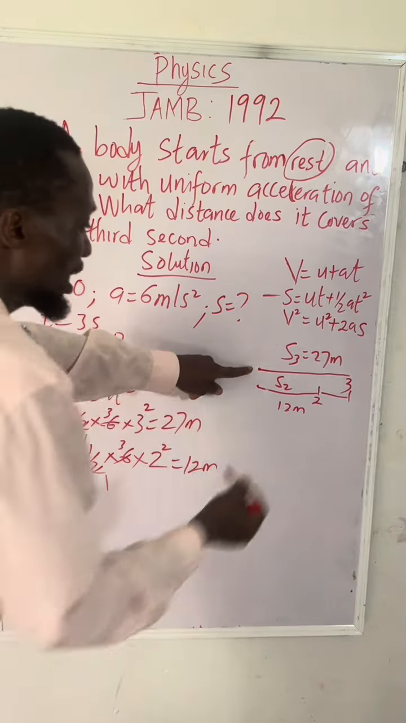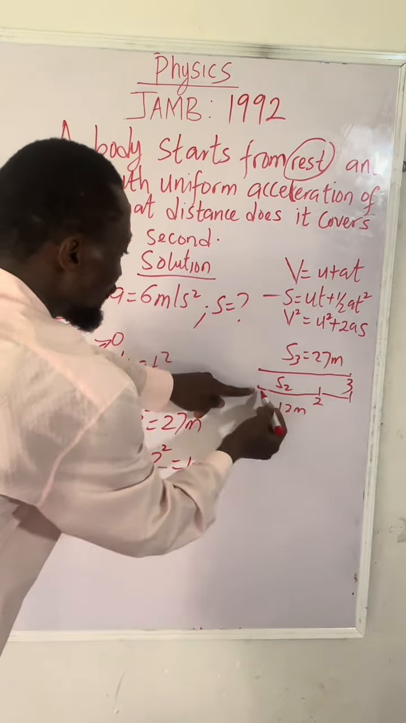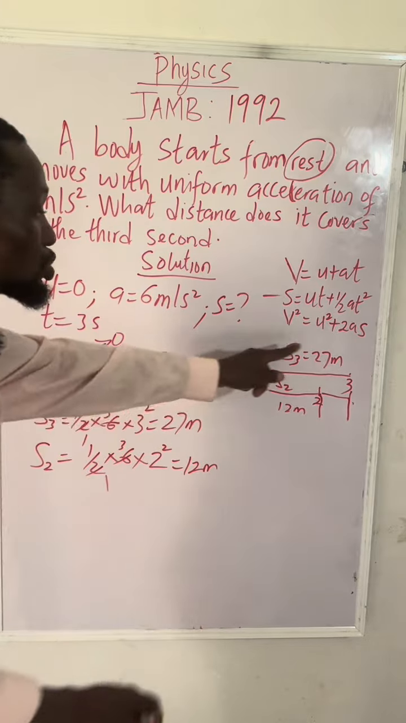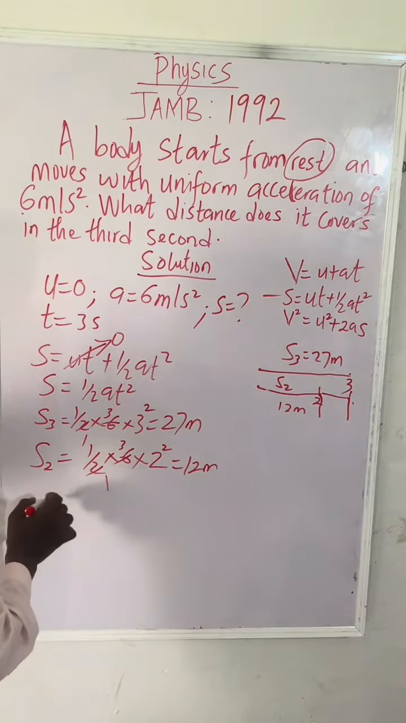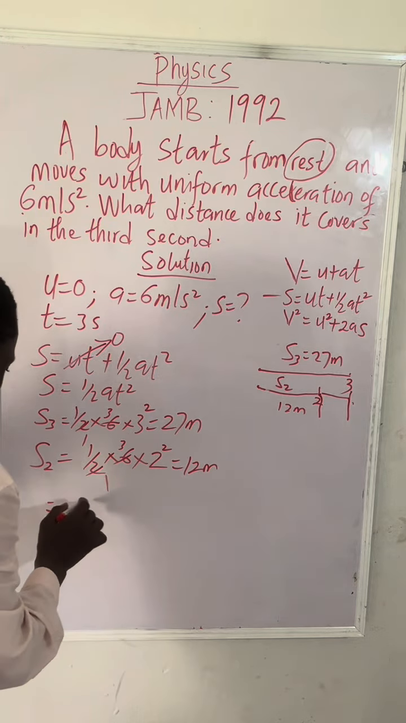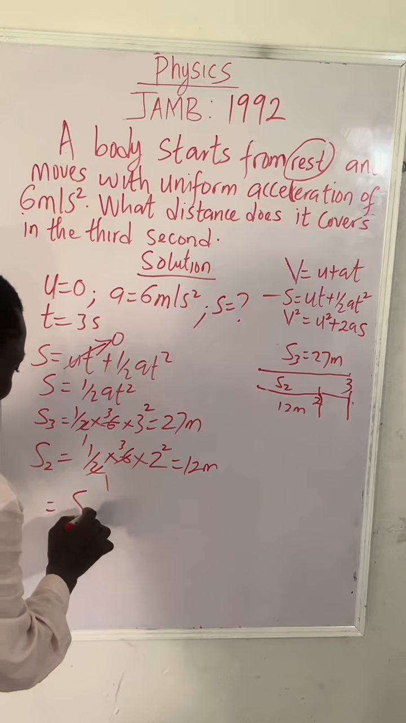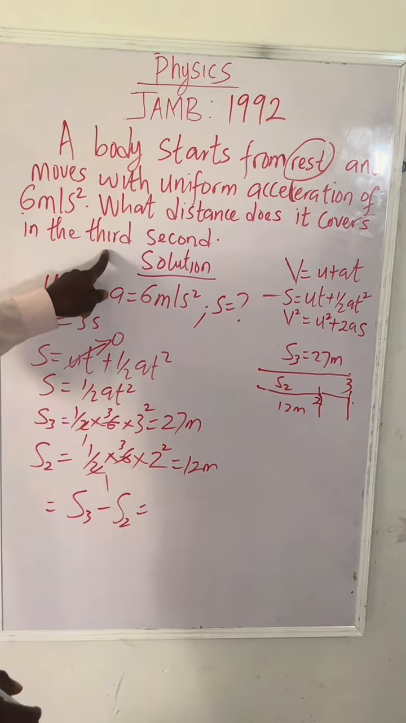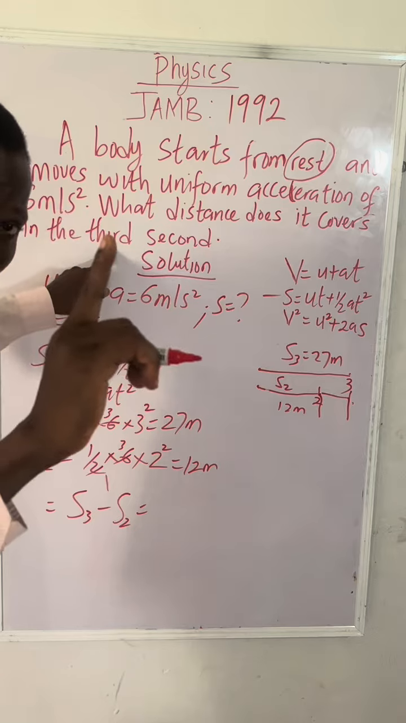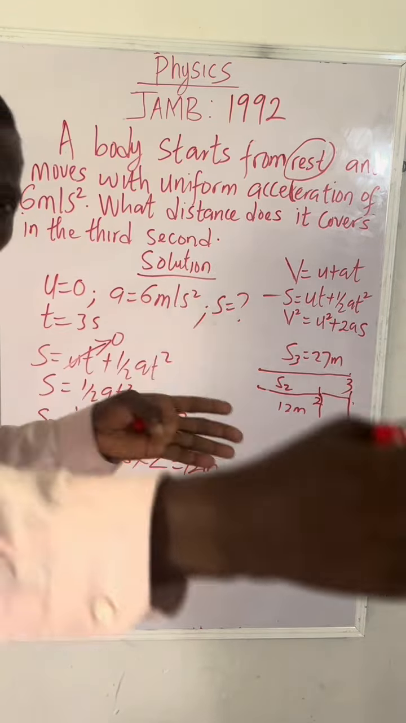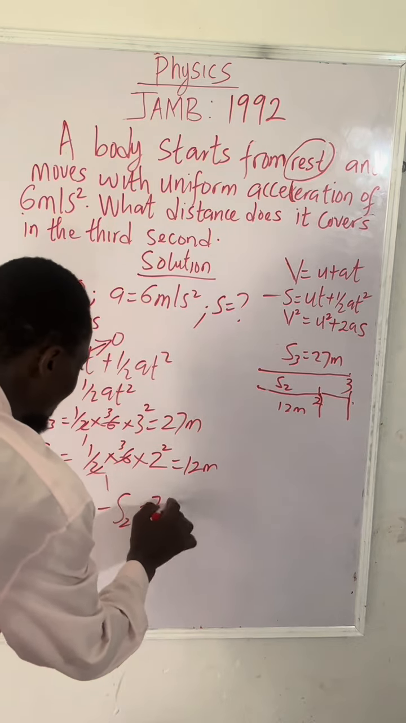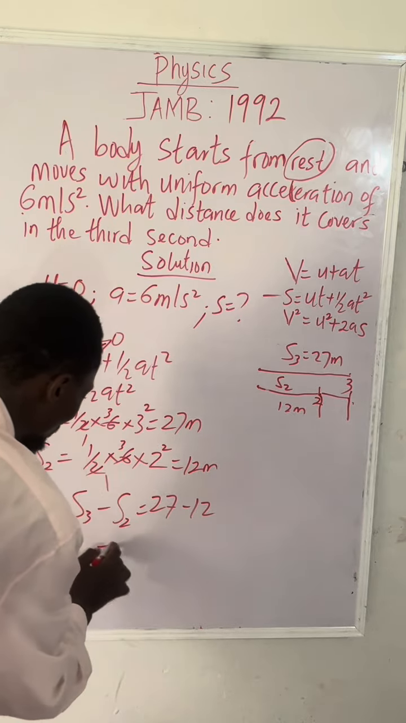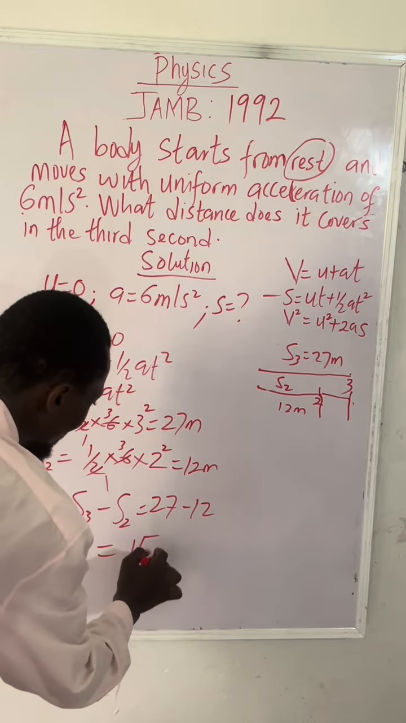So if something from here to here is 27, and from here to here is 12, then from here to here will be 27 minus 12. That's going to equal s when the time is 3 seconds minus s when the time is 2 seconds. So that is going to give us the distance covered in the third second. That third second is just like the last 1 second. So here that's going to be 27 minus 12, and that is going to give us 15 meters.